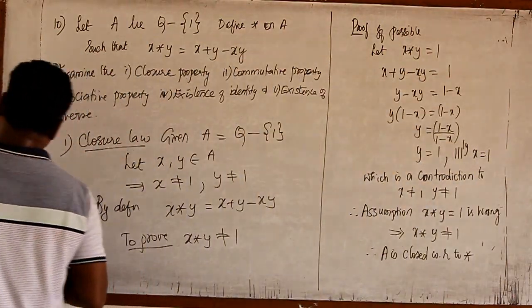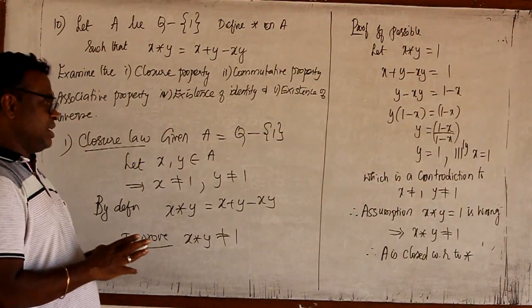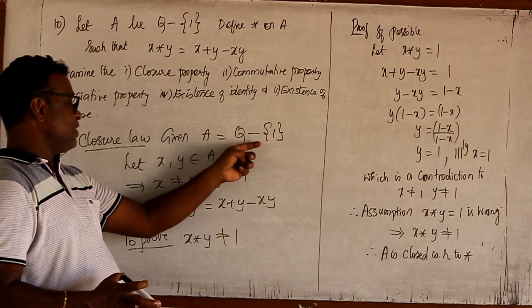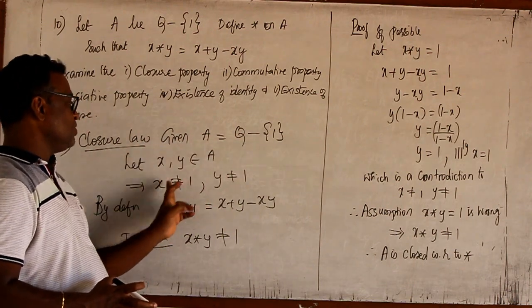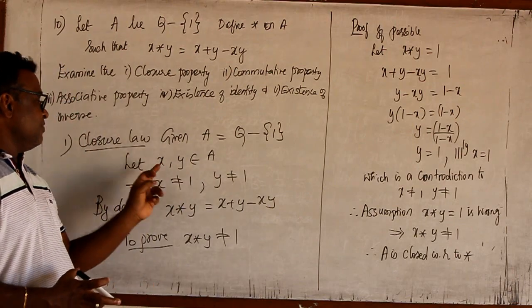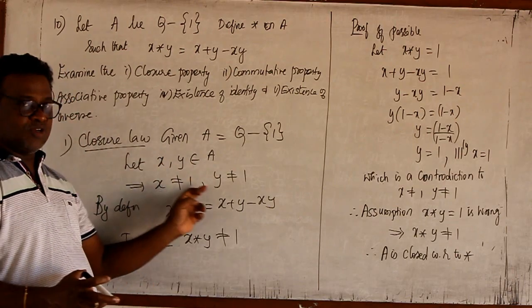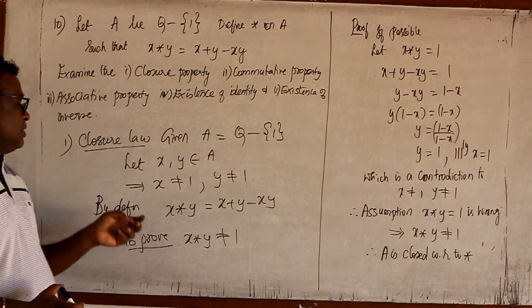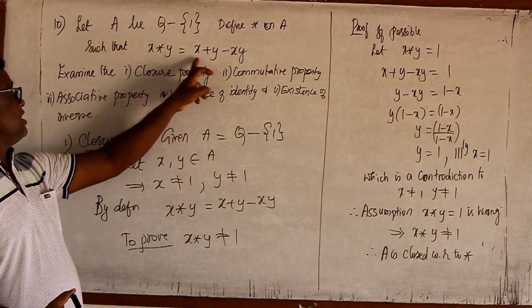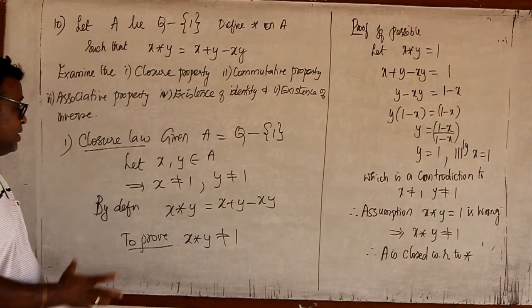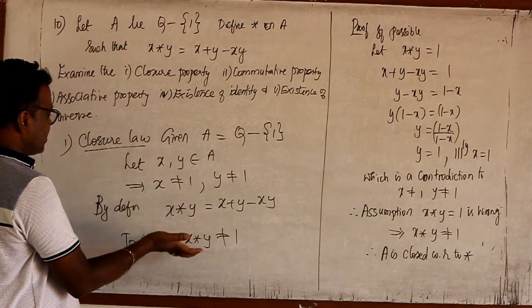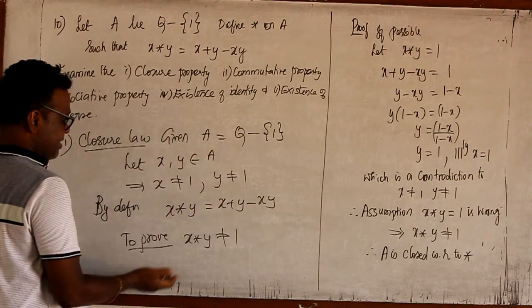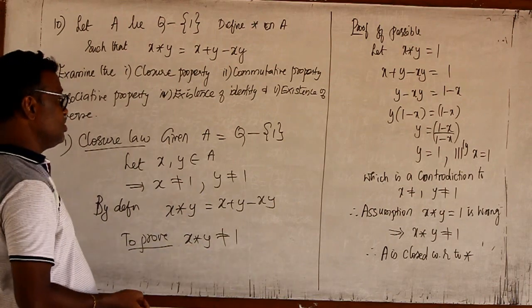So once again, I repeat how we prove this closure law. We have taken elements from Q minus 1. That means whatever element I am taking in A must be not equal to 1. Therefore, if I take x and y, then x is not equal to 1, y is not equal to 1. The operation is x star y equal to x plus y minus xy. So to prove that A obeys the closure law, I must prove x star y is not equal to 1.